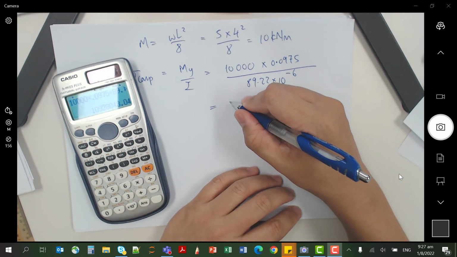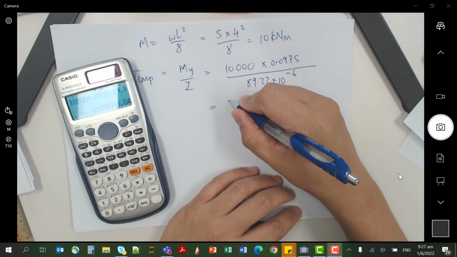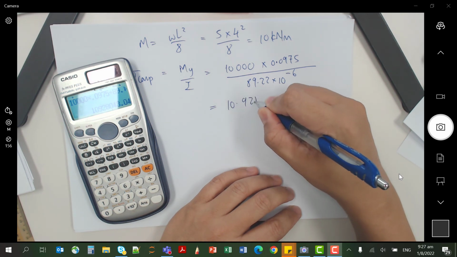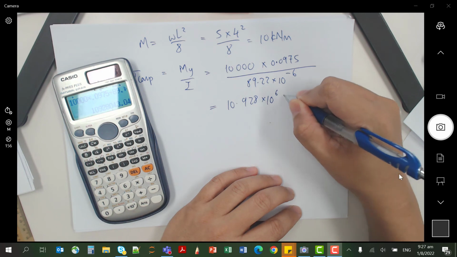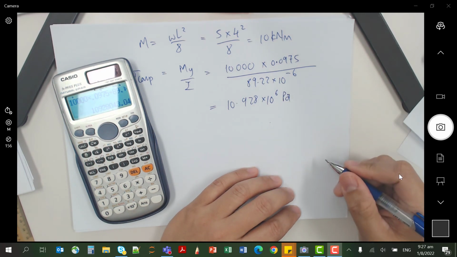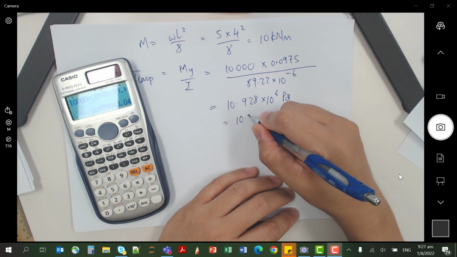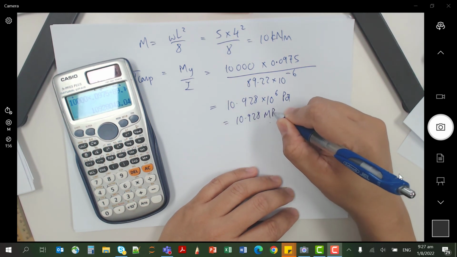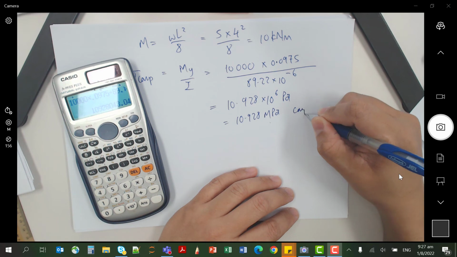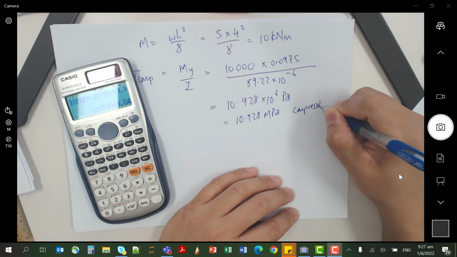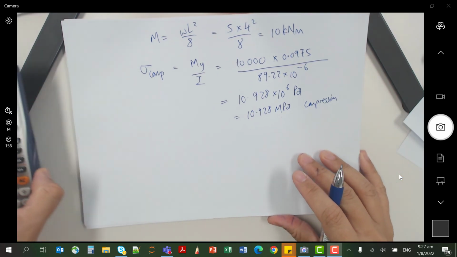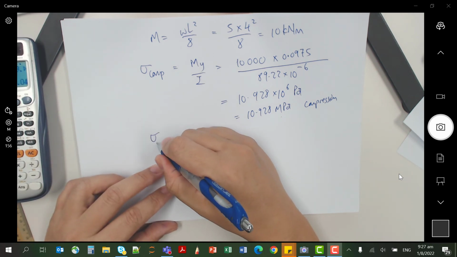So let's find out what value this is. 10.928 times 10 to the power of 6 Pascal, which is 10.928 megapascal. This is your compression.